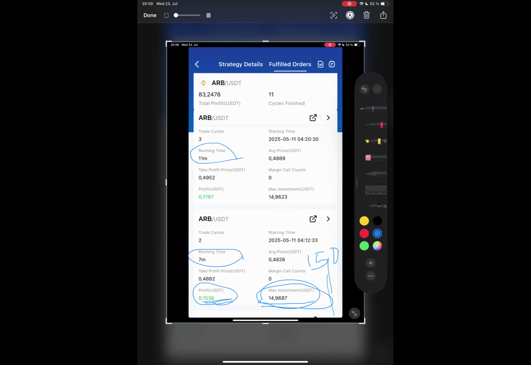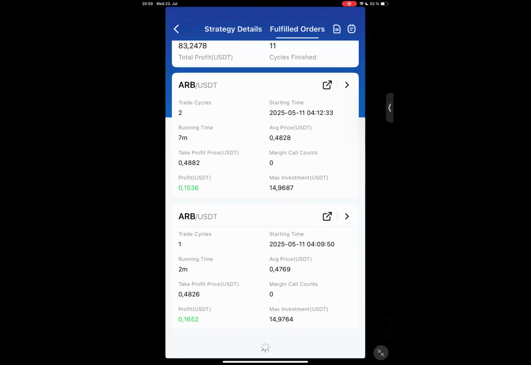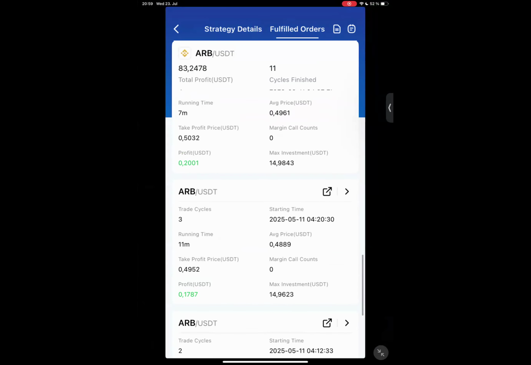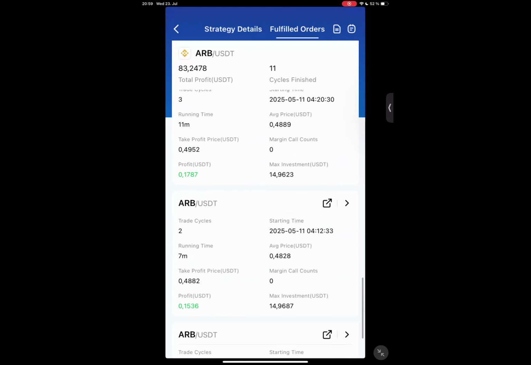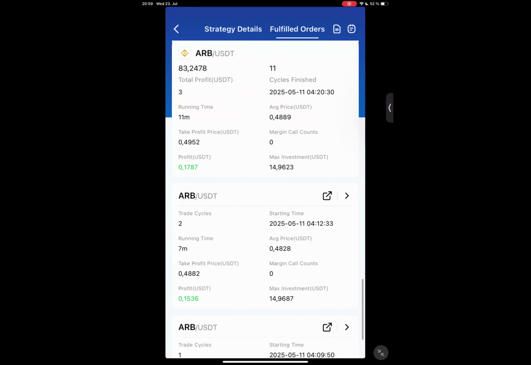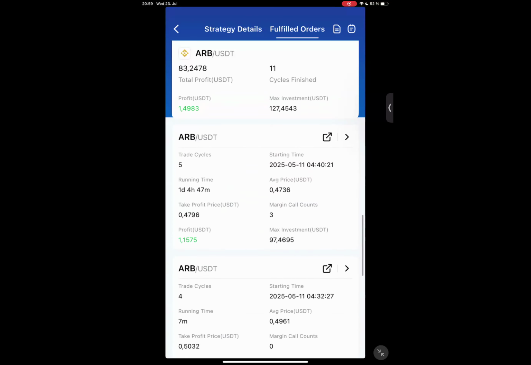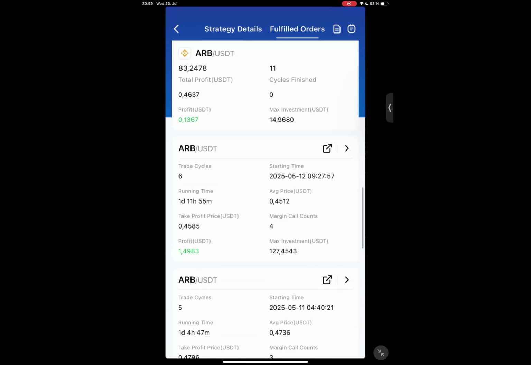Do you understand? All right. So you can see if it buys more, the more profit you make. This trade started 11th of May. Then 11th of May, 11th of May. So on the 11th of May, in just one day, how many trades? One, two, three, four, five. Then on the 12th of May it started another cycle.